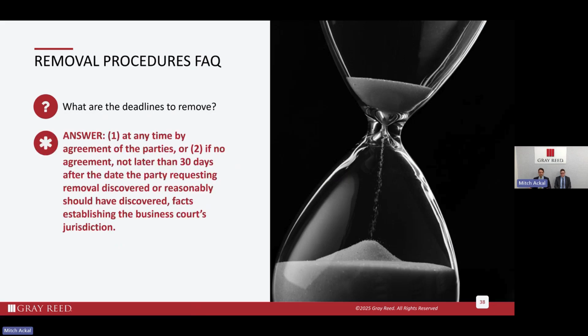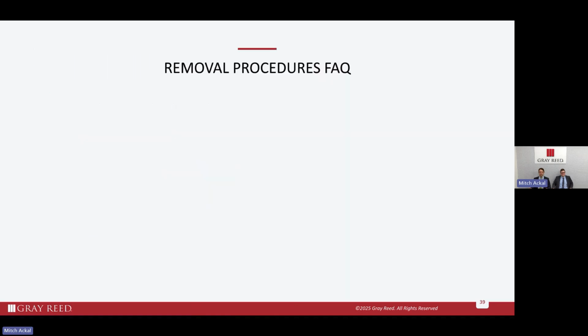Some more questions. What are the deadlines to remove? Well, anytime by agreement of the parties, or if no agreement, then not later than 30 days after the date the party requesting removal either discovered or reasonably should have discovered facts establishing the business court's jurisdiction. So we'll peel back that a little bit.